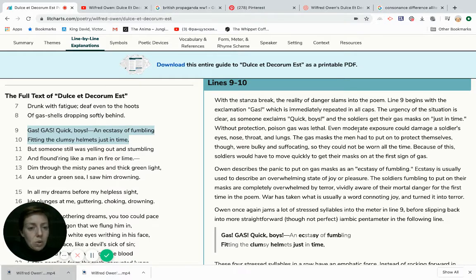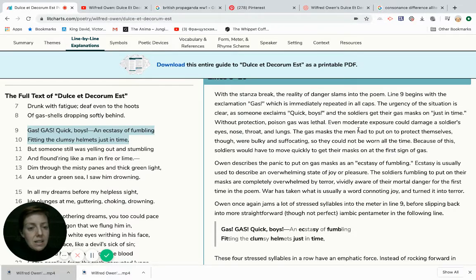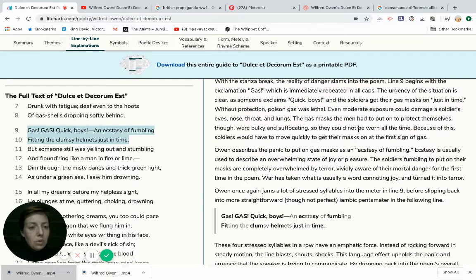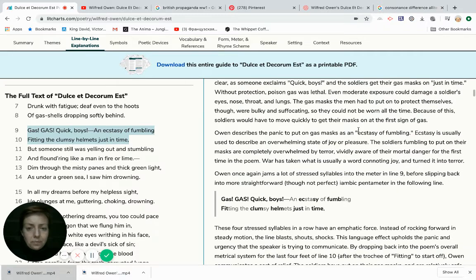Even moderate exposure could damage a soldier's eyes, nose, throat, and lungs. The gas masks the men had to put on to protect themselves, though, were bulky and suffocating, so they could not be worn all the time.